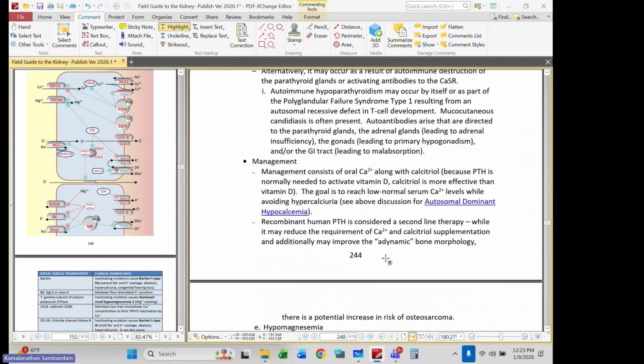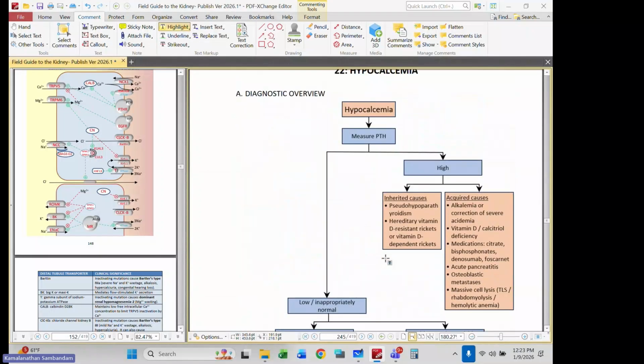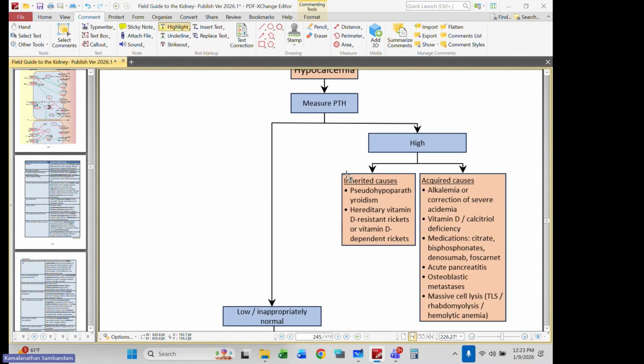You still have all of the specifics in your version. So I still think you can follow the argument. This is just the visual. So calcium is low. The next step in diagnosis is to really, just like in hypercalcemia, figure out what PTH is doing. PTH, your master regulator of serum calcium.